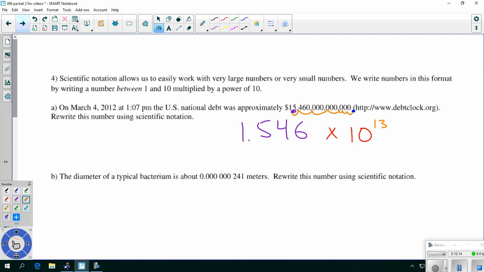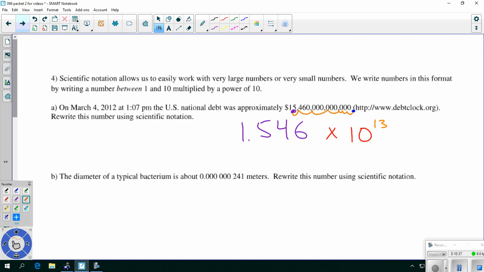And we know that's right because we know that multiplying by a power of 10 just moves the decimal point to the right. If you multiply a number by 10, that moves the decimal spot 1 to the right. If you multiply a number by 100, it moves the decimal point 2 to the right. If you multiply by 1,000, it moves the decimal point 3 to the right. If you multiply by 10 to the 13th, it moves the decimal point 13 places to the right.